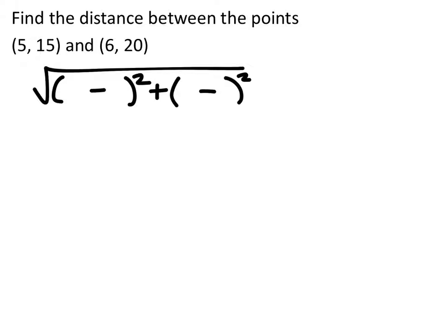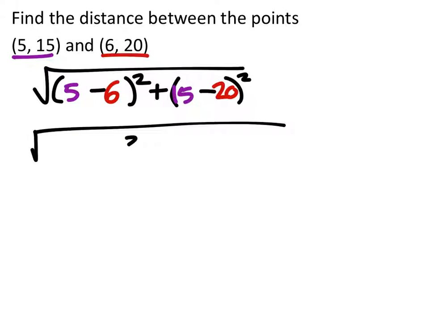So I'm going to look at this one as my 1 values, and this is my 2 values. Again, the order of those isn't going to matter, okay? So I really got 5 minus 6, and I also got 15 minus 20. So I've got the square root. We're going to square those and add them.